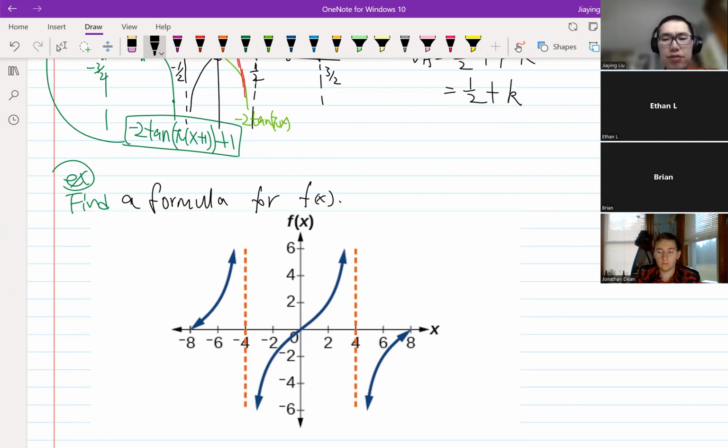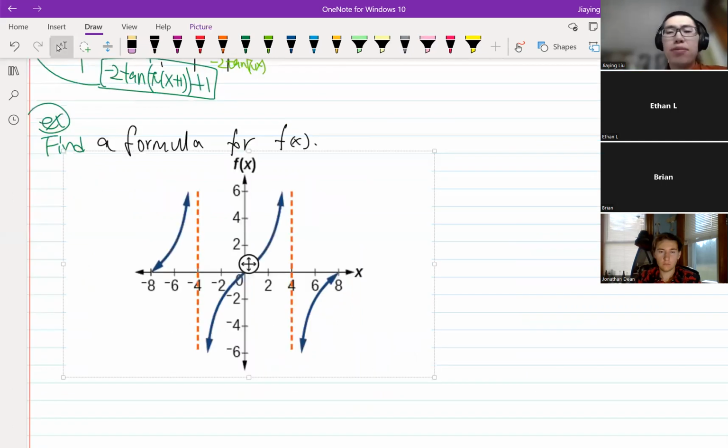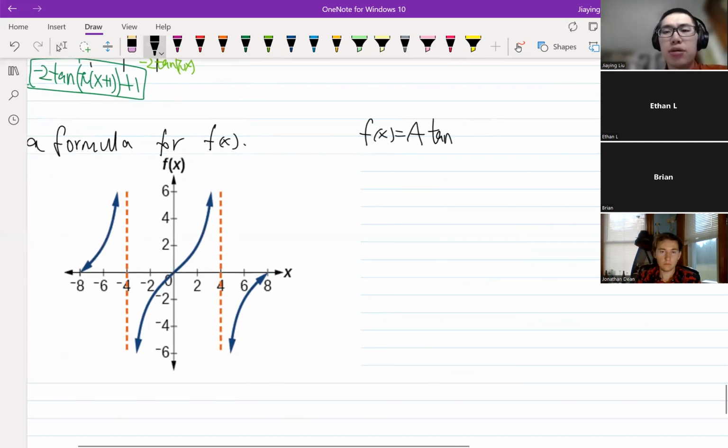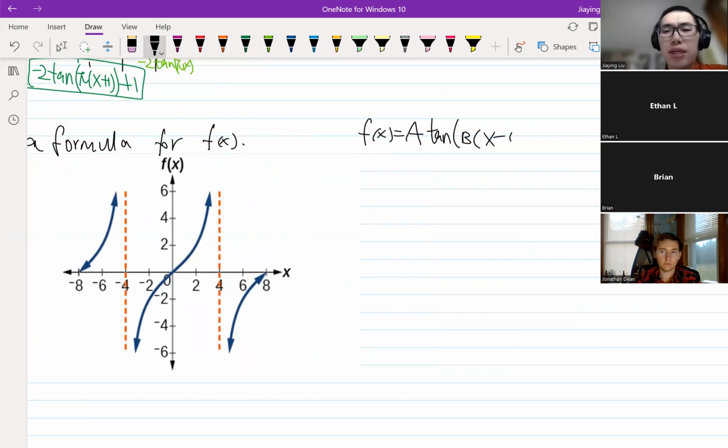So here we already have this graph, and what we need to do here is to use the graph to, well, let's just say the general formula is going to be f of x equals a tangent, parentheses b parentheses x minus phi, plus the midline, which is how much we shift it up and down from the x-axis. Let's see, the first thing with tangent is easier to identify the period, which is going to be from -4 to +4, so period equals 8.